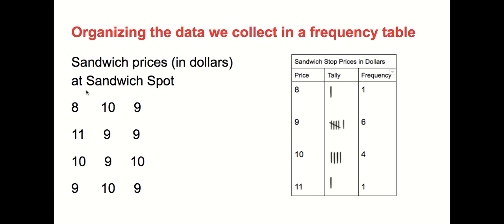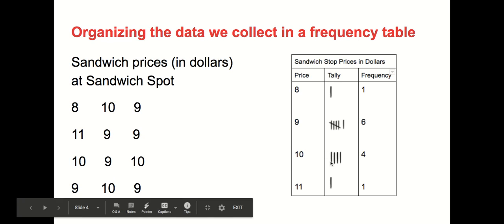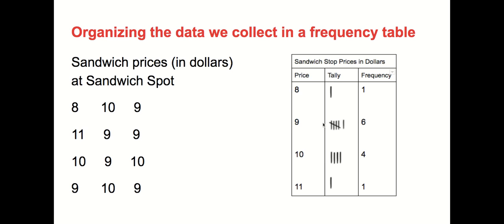And as I look at them, this one's $8. I'll go to the table and draw a straight line. It's called a tally mark, just one of them for $8. Then there's a sandwich for $10. So I go over here to $10 and I draw a line, a dash, a tally mark for $10. And so on. The next one is $9. I draw a tally mark for $9.